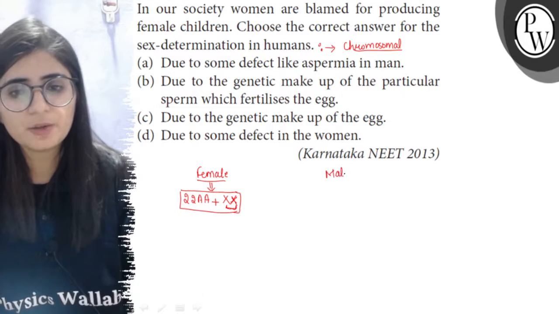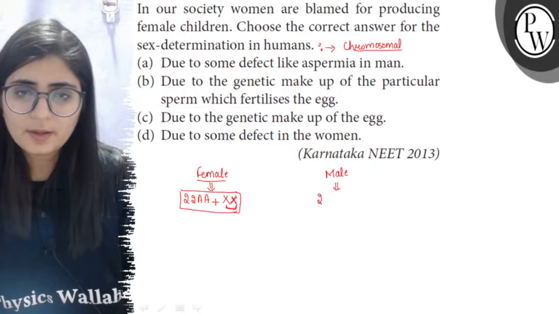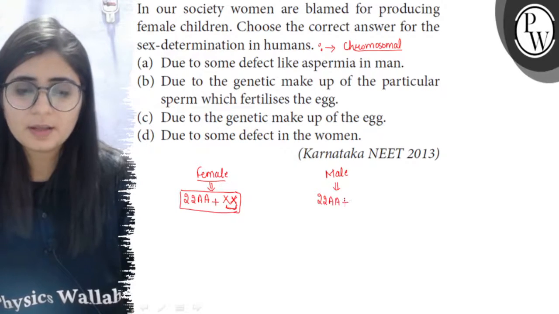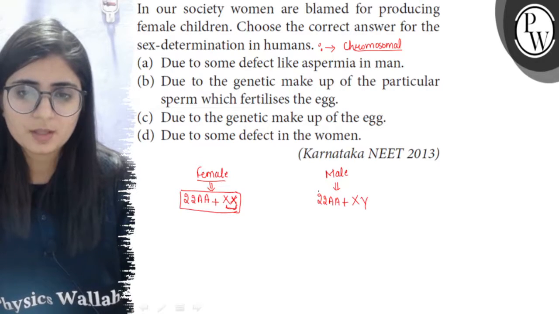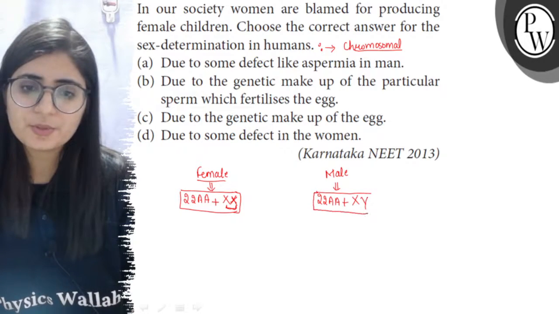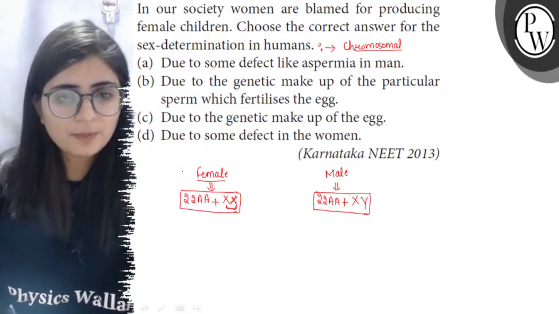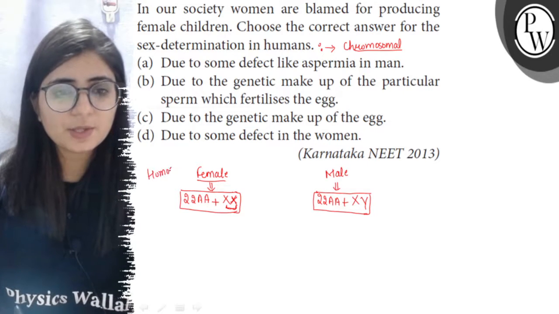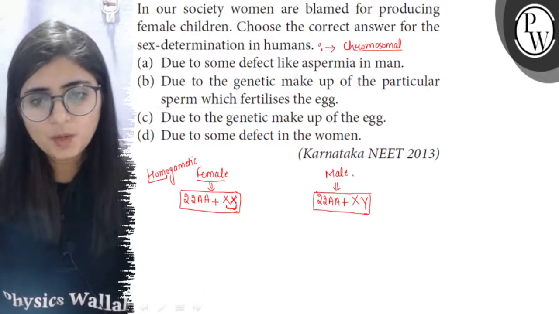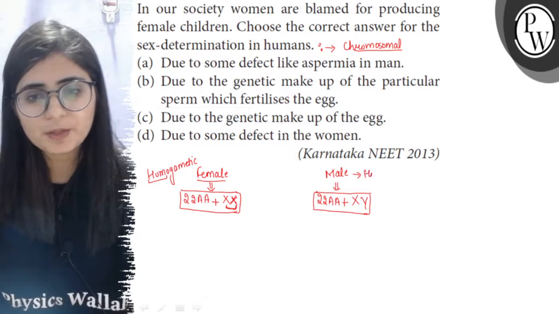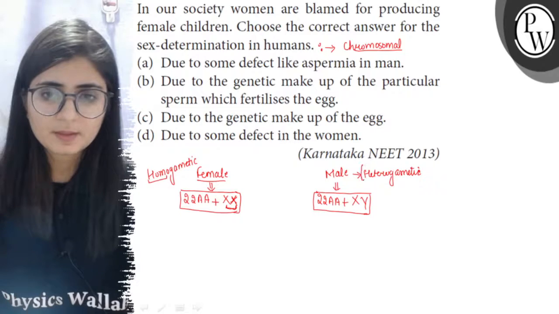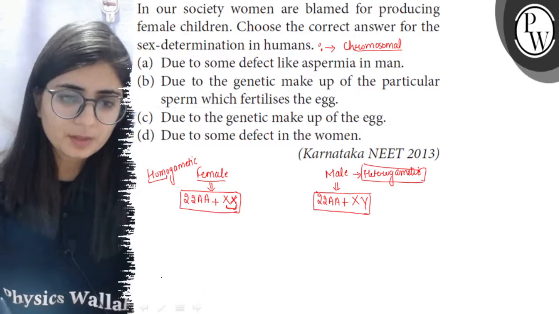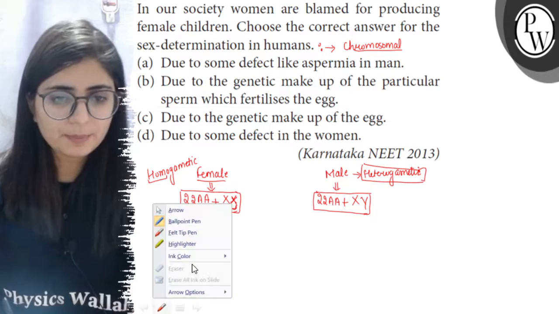Now in case of a male also, there are 22 pairs of autosomes, but here there is one X chromosome and a relatively smaller Y chromosome. So the male is having the sex chromosomes X and Y. Now the female is homogametic because it produces the same type of gamete. Homo means same. While the male produces two types of sperms, so it is heterogametic. Hetero means different.